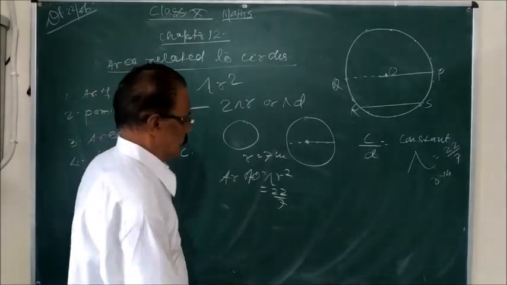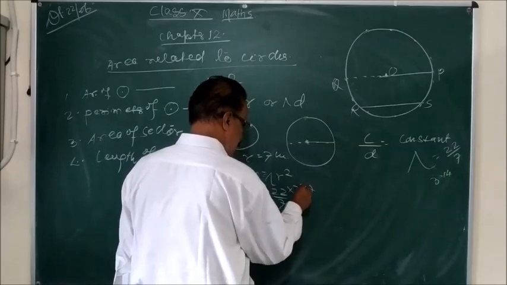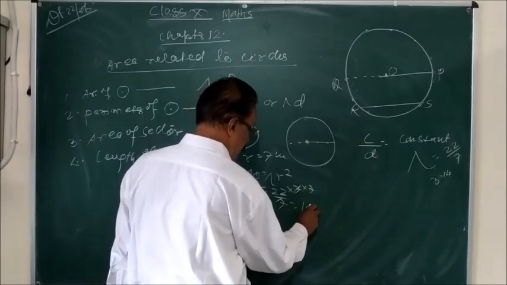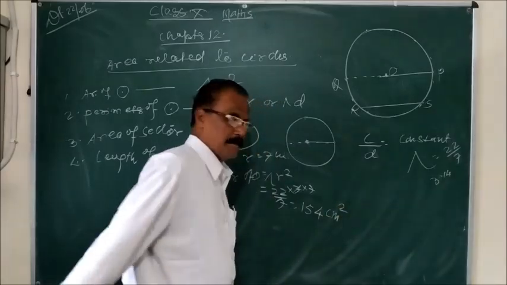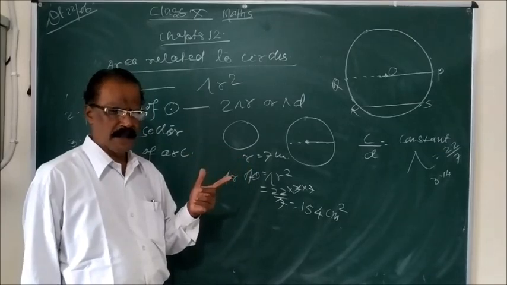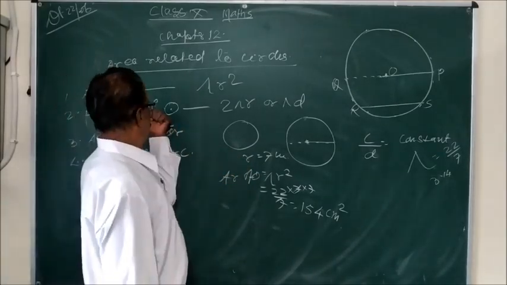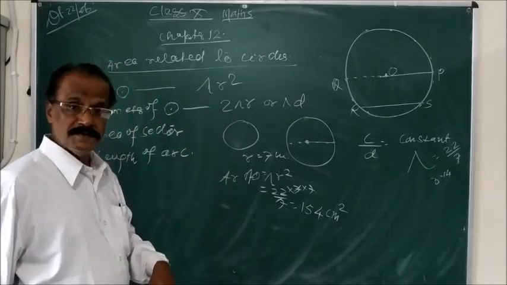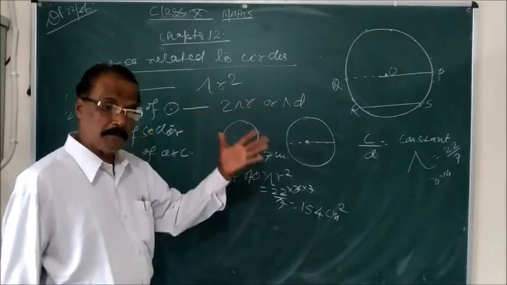Otherwise, you should put 22/7, but this is not necessary. Now putting the value, if you simplify, this will be 154, and this is the cm square. This is the area of the circle. Understand? So area of circle, similarly, if you have to find the circumference of a circle, so either use this formula 2 pi r or pi d.